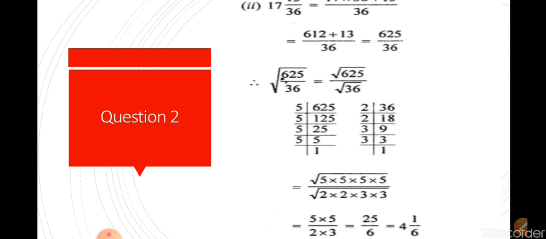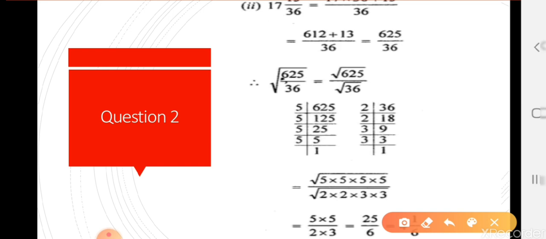So the first step is to change it into an improper fraction. When we have changed into improper fraction, it has come 625 upon 36. Now we have to take out prime factorization of the numerator also and the denominator also. The prime factorization of the numerator has come 5 into 5 into 5 into 5. Prime factorization of the denominator is 2 into 2 into 3 into 3.